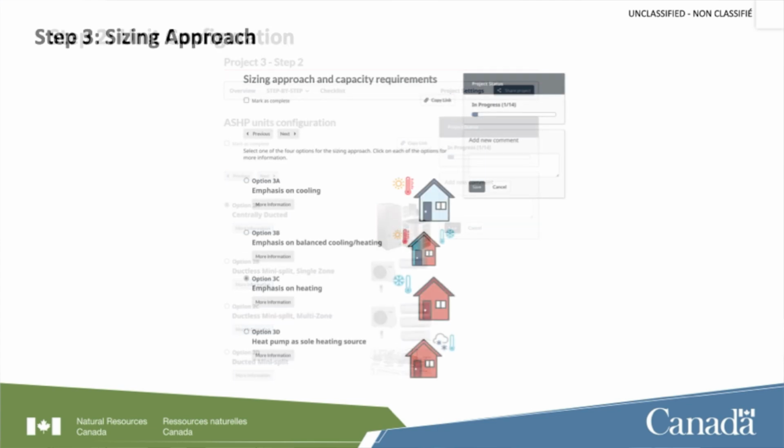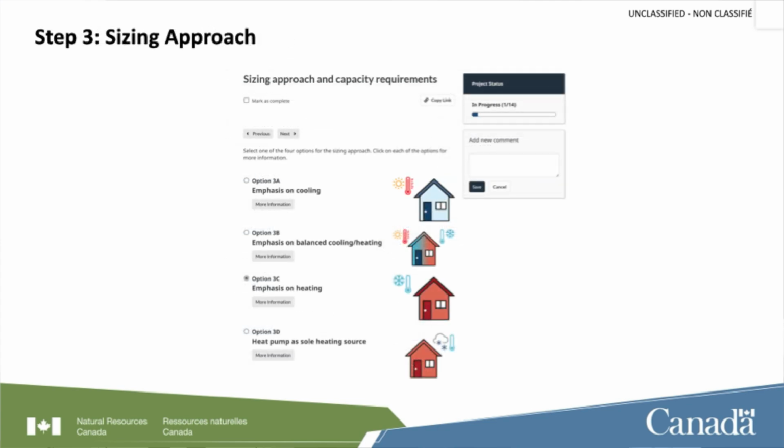So we're going to ask the software, what do we want to throw the emphasis on? Again, in Alberta here we want to throw the emphasis on a balanced cooling and heating. But if we're in southern Ontario, perhaps we want to throw an emphasis on cooling. We don't have a whole lot of heating requirements. Vancouver, Victoria, that sort of thing. Or if we're further up north, we want an emphasis on heating. And then we have a final option here where we have the heat pump as the sole heating source.